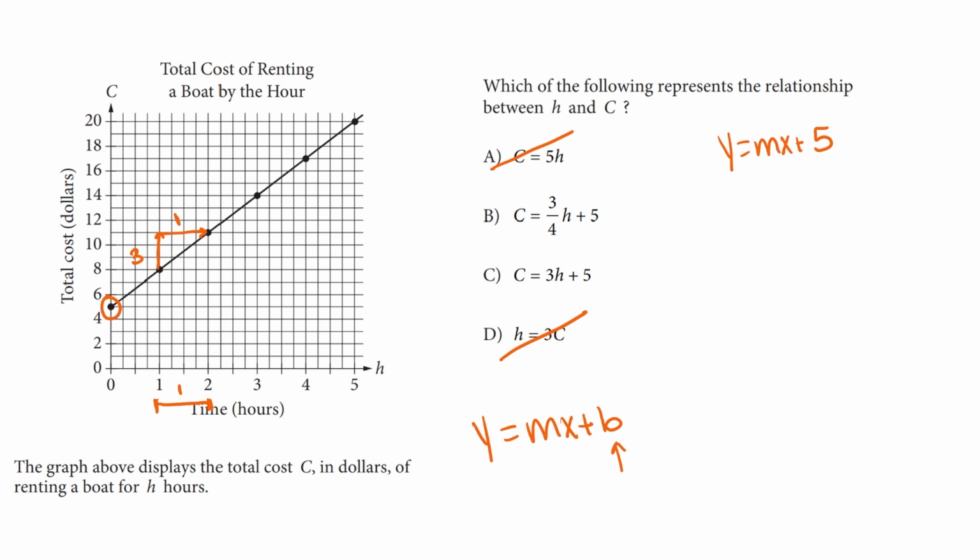But these are in units of 1, so we always want to make sure we're looking at our units to determine what that slope is, because we could have really easily said 3 over 4, picked letter choice B, and that would have been incorrect. So in this case, our m is 3 over 1, or just 3. So our equation is going to be C equals 3H plus 5, which is letter choice C.